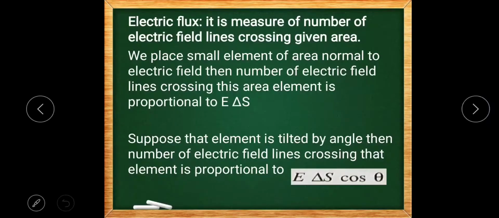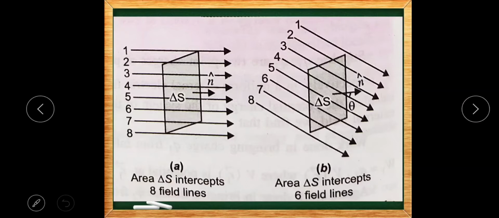Next, electric flux. It is a measure of the number of electric field lines crossing a given area. So consider this diagram. So this is area delta S. We are considering a small element whose area is delta S. And n cap is the unit vector drawn normal to the area element. These parallel lines represent the uniform electric field E.